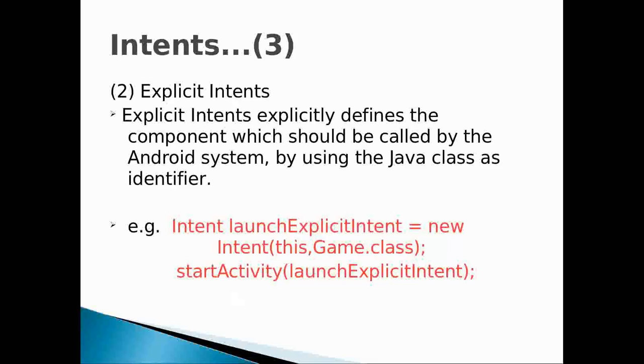Explicit intents. Explicit intent explicitly defines the component which should be called by the Android system by using the Java class as identifiers. Some examples of explicit intents are broadcasting that an event has occurred, starting an activity or service to perform an action, starting a particular service or activity using its class name. The following is a code snippet of explicit intents.